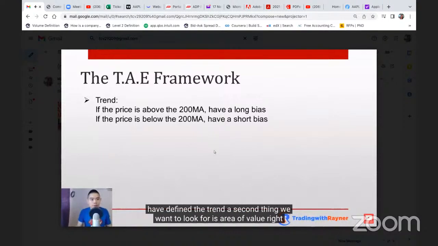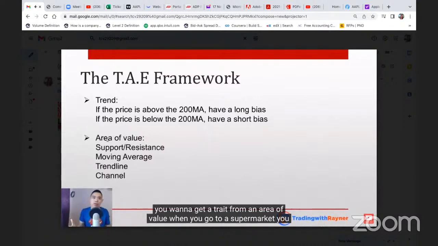So now that we have defined the trend, the second thing we want to look for is area of value. You want to trade from an area of value. When you go to a supermarket, you don't buy apples when they're selling 3 apples for $30. You want to be buying apples at 3 for $1, 3 for $2. You're getting value out of it. And it's the same for trading. When you want to buy, trade from an area of value. So an area of value could be stuff like support and resistance, moving average, trend line, channels, etc. I'm just going to give you a few examples over here.